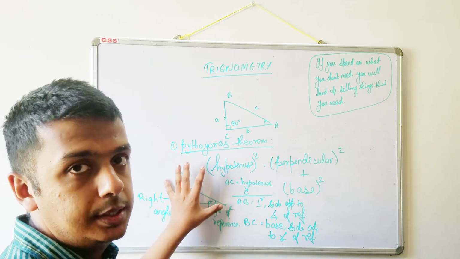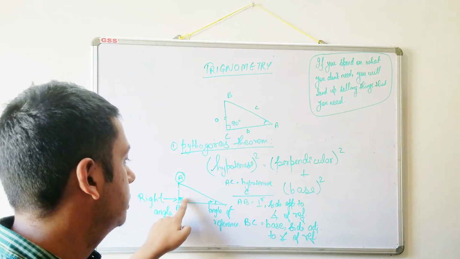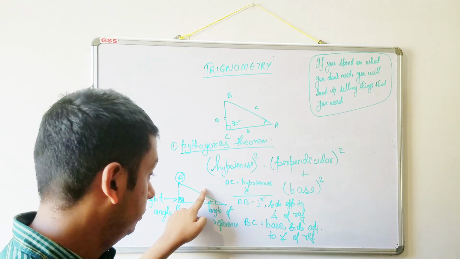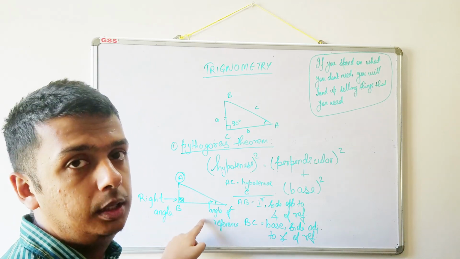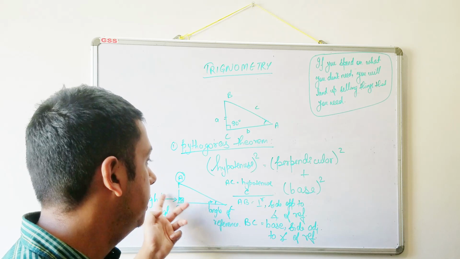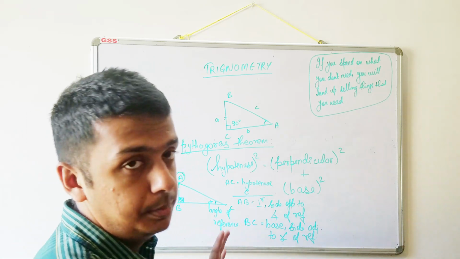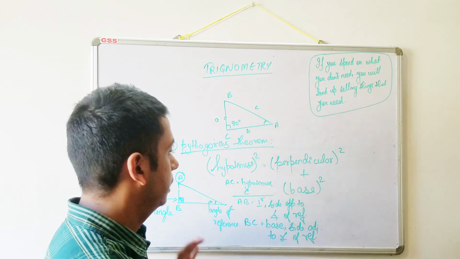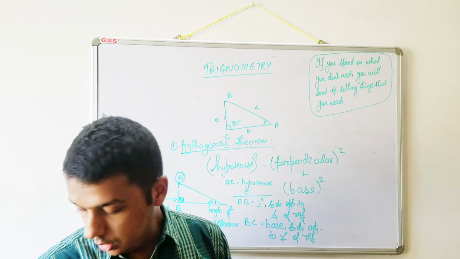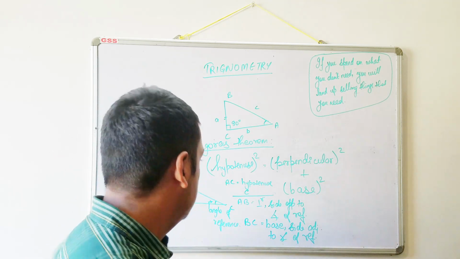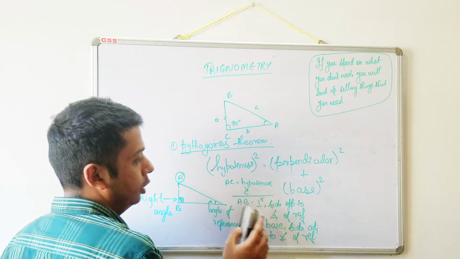Hypotenuse is always the same, it's going to be the side opposite to the right angle, but the perpendicular and the base could be vice versa depending upon the angle of reference. So please be careful over there. Now, coming to the Pythagoras Theorem.